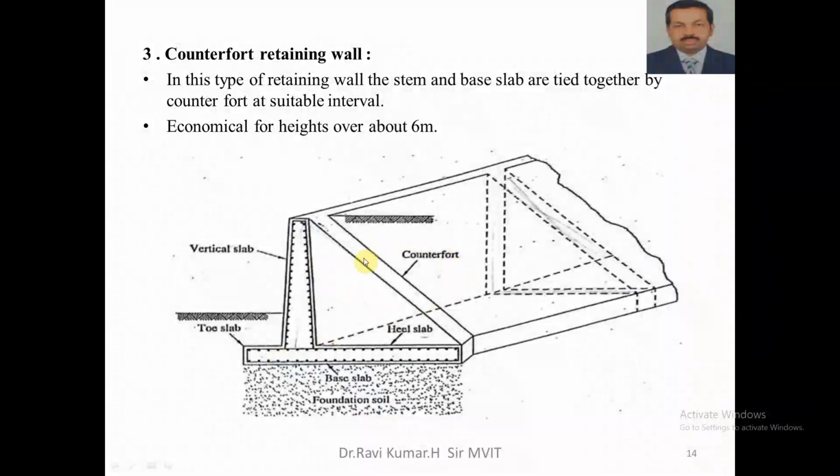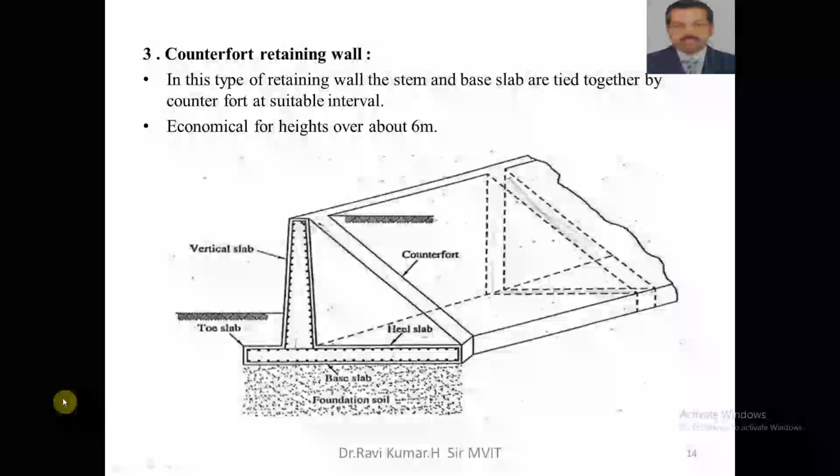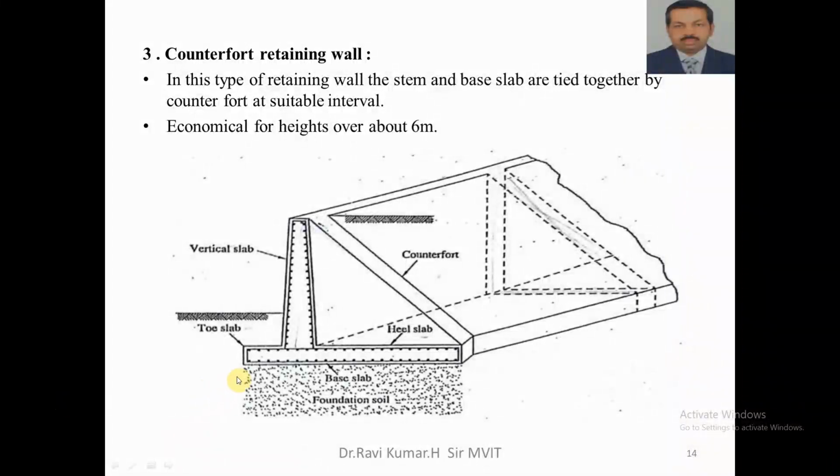Hence, the retaining wall designed by using a counterfort is called a counterfort retaining wall, where the stem and the base slab are tied together by a counterfort at suitable intervals. That means the intervals may be 3 meters. Anyhow, when we come to the numerical problem, we shall try to understand the concept of that. And this is economical for height over 6 meters. Below 6 meters, we use a cantilever retaining wall.